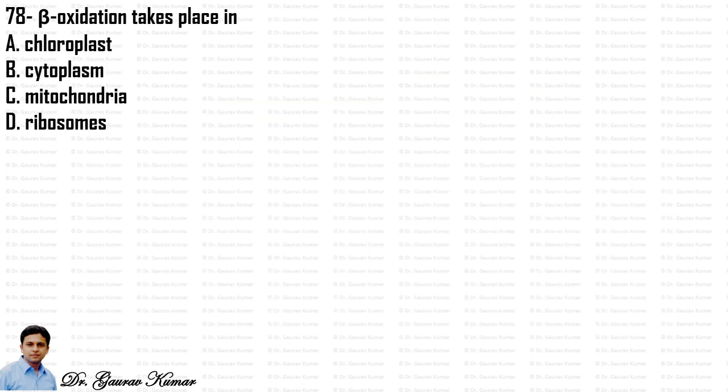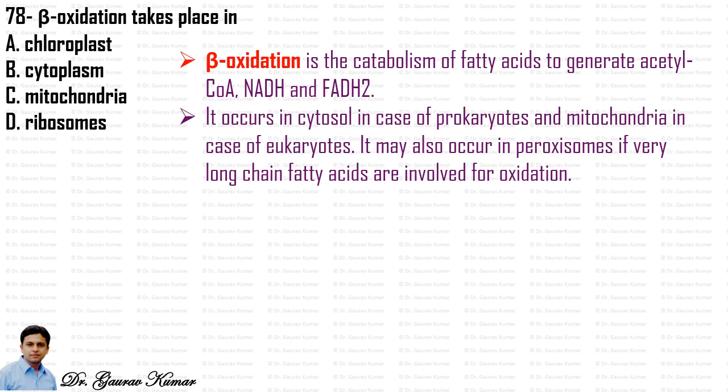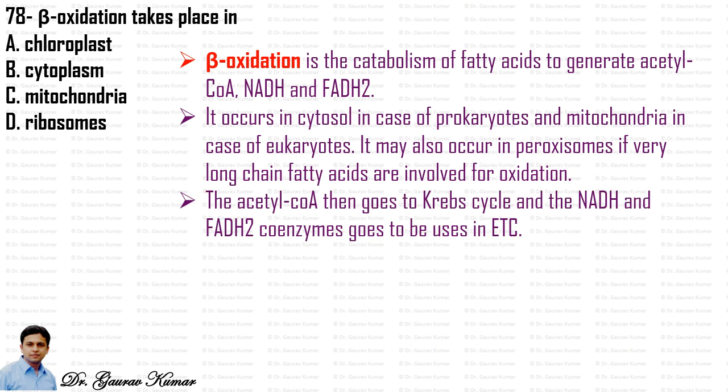Beta oxidation takes place in. The options are chloroplast, cytoplasm, mitochondria, ribosomes. So let's see what is beta oxidation. Beta oxidation is the catabolism of fatty acid to generate acetyl-CoA, NADH, and FADH2. It occurs in cytosol in case of prokaryotes because they do not have membrane-bound organelles, and mitochondria in case of eukaryotes. It may also occur in peroxisomes if very long chain fatty acids are involved for oxidation. The acetyl-CoA then goes to the Krebs cycle, and NADH and FADH2 coenzymes are used in the ETC.